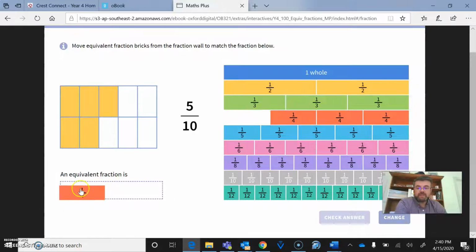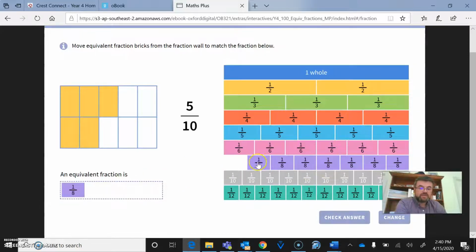I have a feeling 2/4 is going to be an equivalent fraction. Let me check. That is correct. Okay. Let's go back to that. Do you think you can spot any other equivalent fractions here? Now look at that. I know that looks very much, how can I say, it looks like an equivalent fraction. Let's see if it's true.